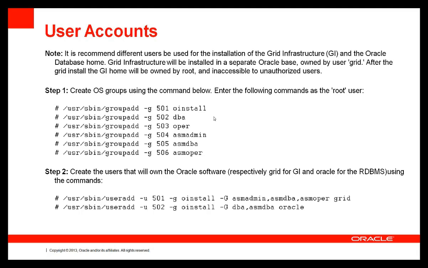We will then go ahead and create the users that own the Oracle software, respectively grid for Grid Infrastructure and oracle for the database. To do this, we'll use the useradd command, which is located in /usr/sbin, -u user ID, -g the primary group, which is going to be oinstall. This is required, and -G the secondary groups. For the grid user, the secondary groups are going to be asmadmin, asmdba, asmoper. For the Oracle database software owner, the secondary groups will be dba and asmdba.